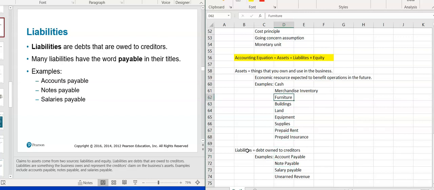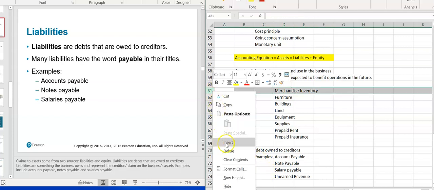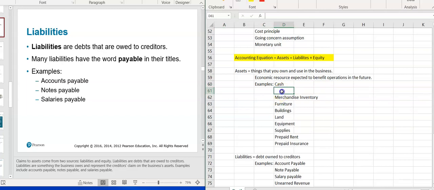Up here in assets, one thing that we'll add in as we go along, let me just add it in now, is an accounts receivable. All right, an account receivable means that somebody owes you money and you have the right to receive. So an account receivable means you'll be receiving money. An account payable means that you'll be paying money.